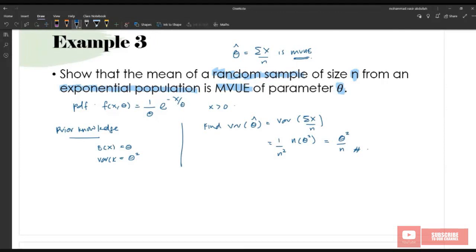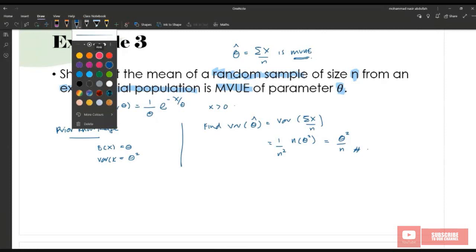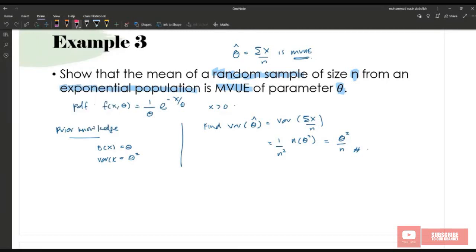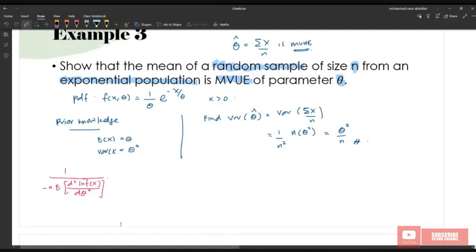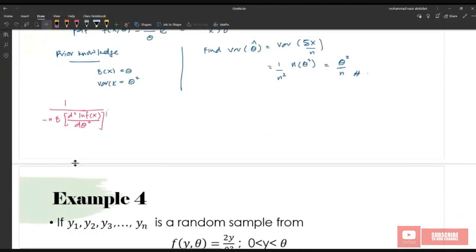So now let's do the minimum variance unbiased estimator formula. I'm going to use formula number 1, right? 1 over negative n expected of second derivative of ln fx with respect to theta. So this is quite an easy formula. Formula number 1 is very easy to use.